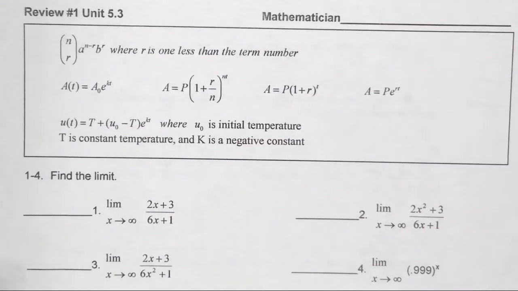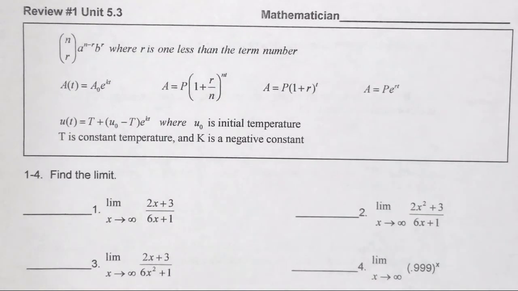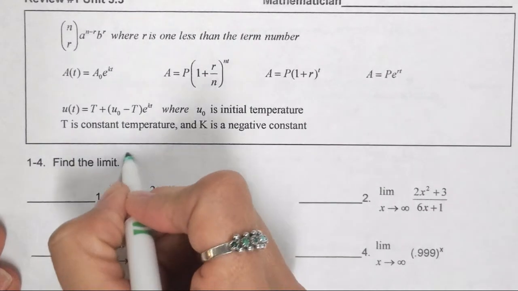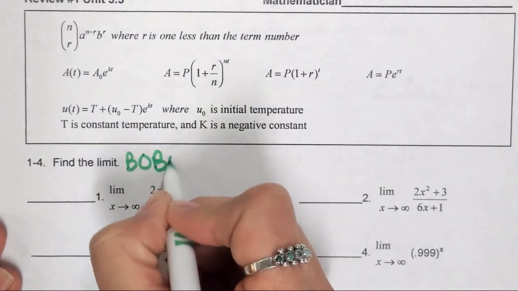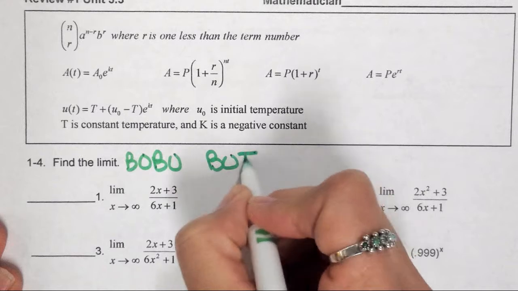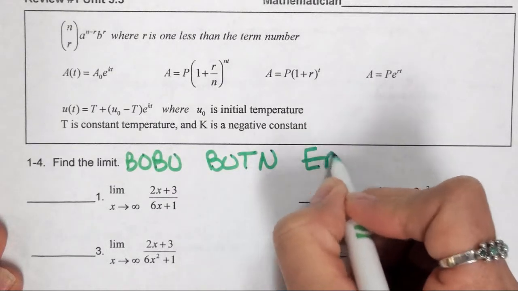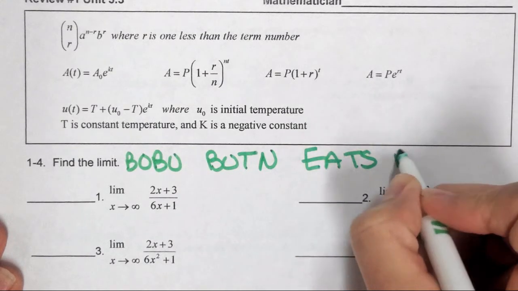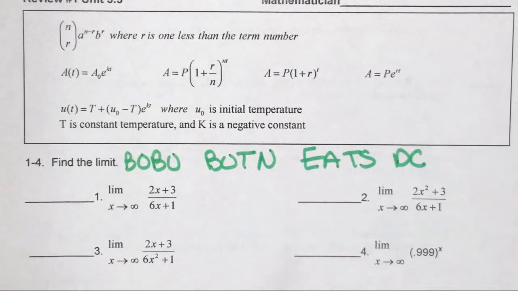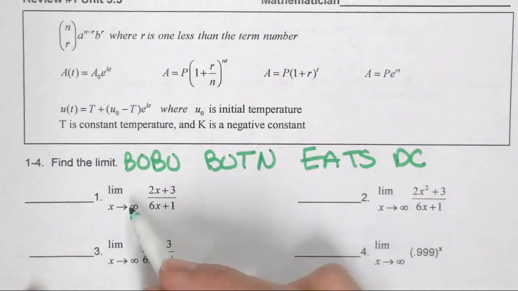All right, so the first four problems are about limits. And what you need to remember about limits is that we had a saying. It was Bo Botten eats DC. Okay? And we use this Bo Botten eats DC to remember what a limit approaches as the number gets closer and closer to infinity.